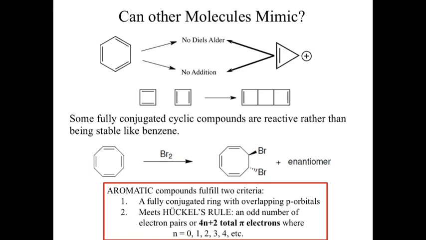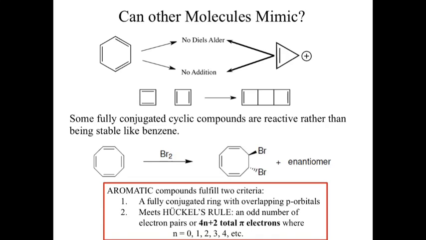Those theories are summarized at the bottom here. He decided to classify these compounds as aromatic. Aromatic compounds will fulfill these 2 criteria. Number 1, it has to be a conjugated ring, so we're looking at overlapping p orbitals throughout a ring structure. The next part is that it must meet Huckel's rule. Huckel's rule is that we have an odd number of electron pairs, which we just went through. That was the 1, 3, 2, 4.